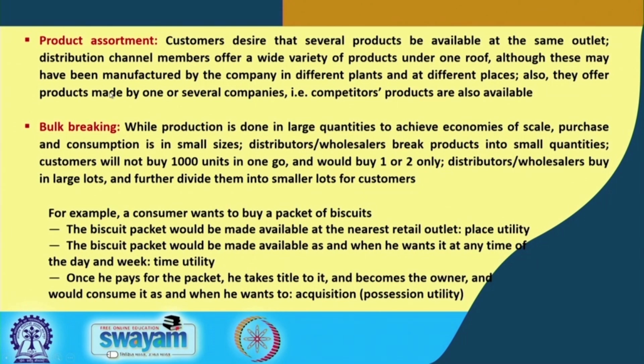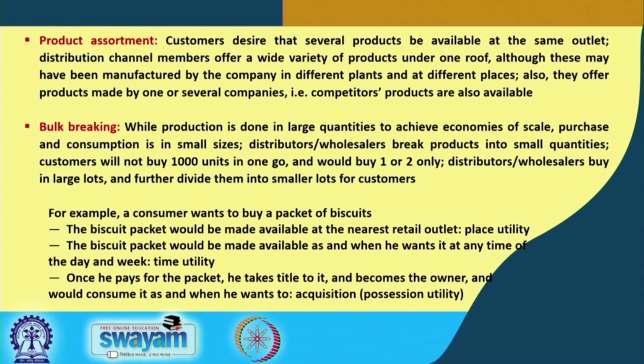So if we talk a little bit about the place utility, the time utility and the possession utility, we can explain them with the help of an example. For example, a person wants to buy a packet of biscuits. Now, the biscuit packet would be made available at the nearest retail outlet, although the biscuits may have been manufactured several miles away. So this brings in the concept of place utility.